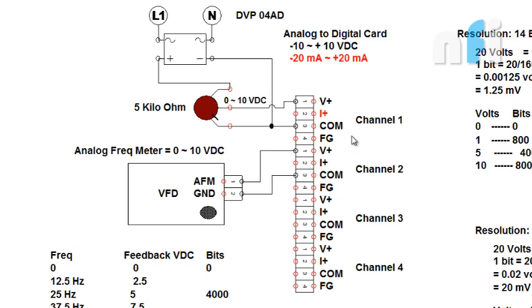Now this card has 4 channels: channel 1, 2, 3, 4. In one channel we have 4 terminals: V plus, I plus, common and FG. V plus is the voltage input, I plus is the current input, common is the main common of the card, and FG is functional ground. The voltage signal will be given to V plus. So we have connected 0 to 10 volt to V plus.